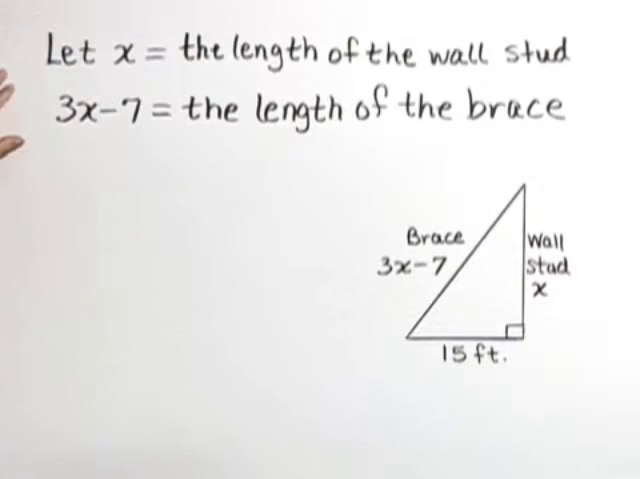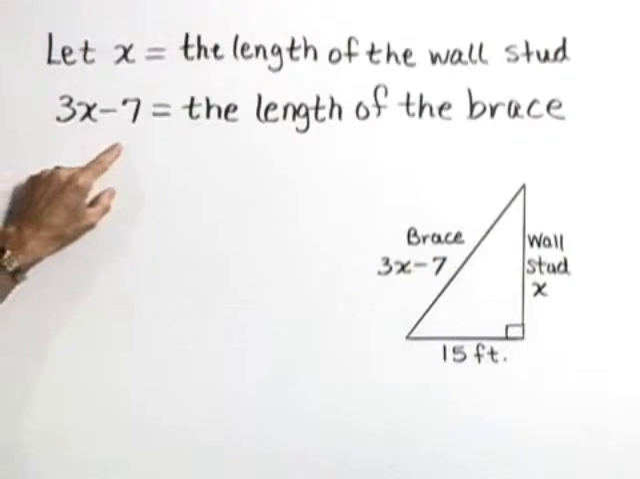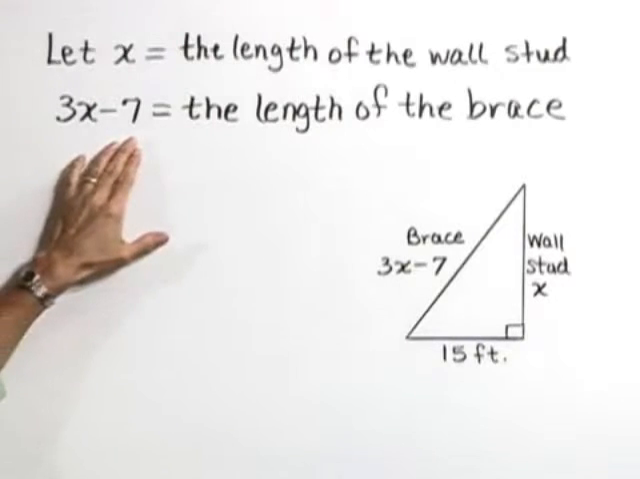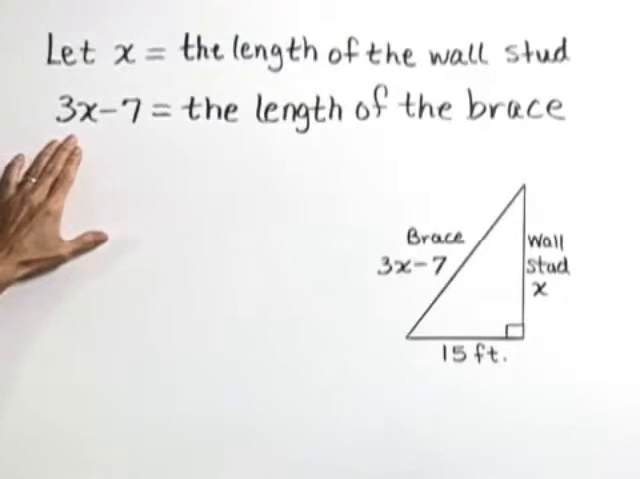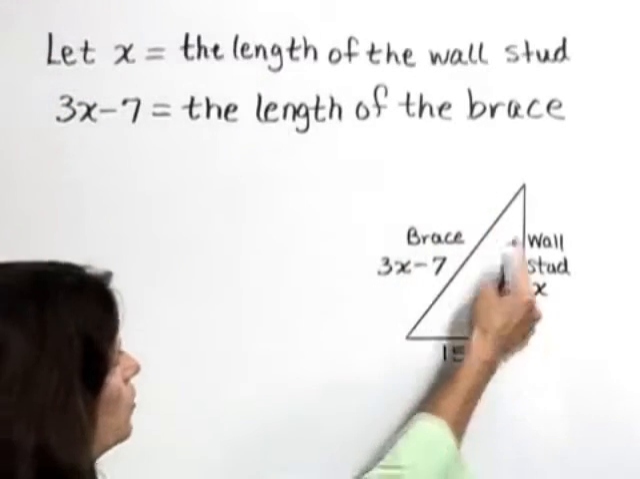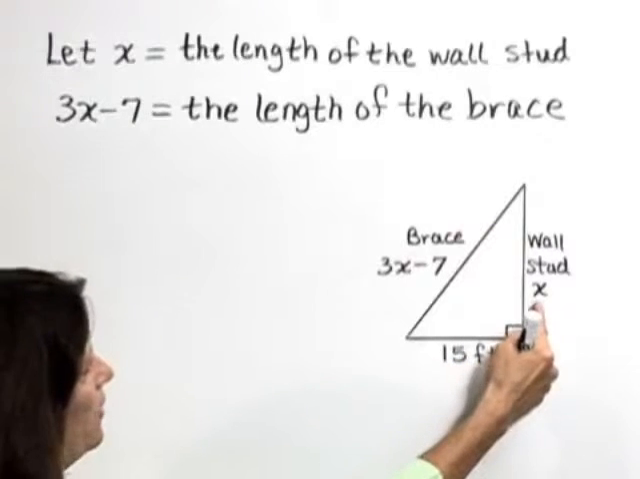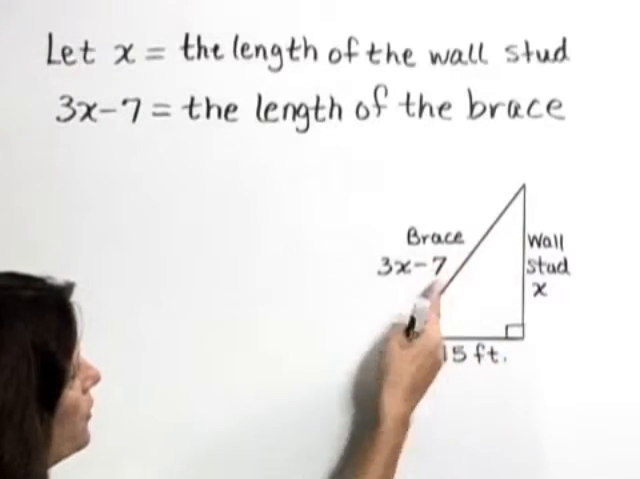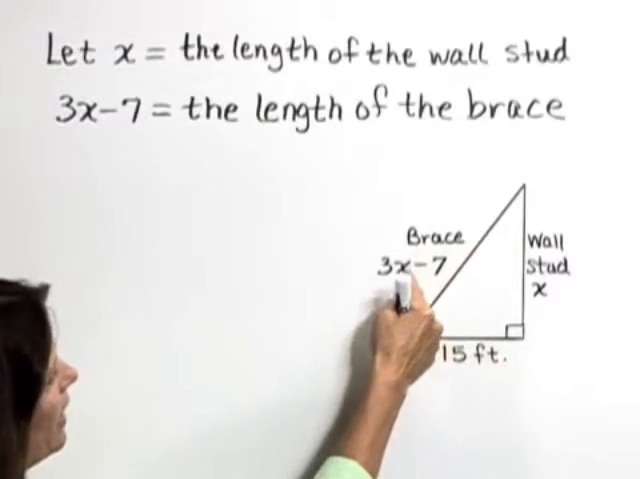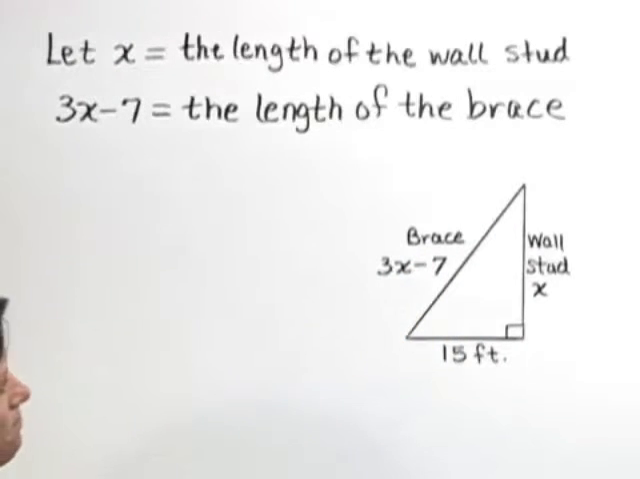We've completed step 1. We've read the problem carefully. Now let's go to step 2 and define the variables. I'm going to let x be the length of the wall stud, and 3x - 7 equal the length of the brace, because we're told that the brace should be 7 feet less than 3 times the length of the wall stud. Now we see here a cross section, which is a right triangle, where x is the length of the wall stud. We know that this brace is anchored 15 feet away from that. And we've got the brace identified as 3x - 7.